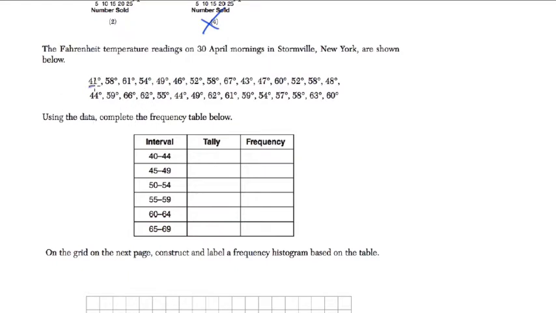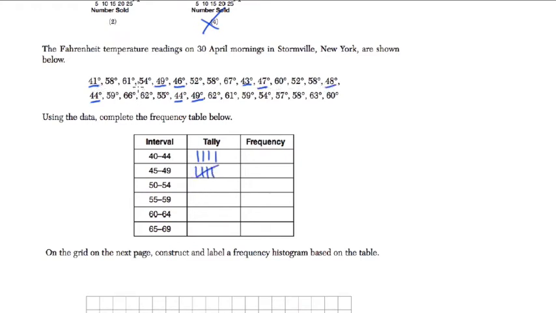So let's count those. 1, 2, 3, 4. Okay, I get 4. All right, next. 45 through 49. So let's find those. 1, 2, 3, 4, 5.